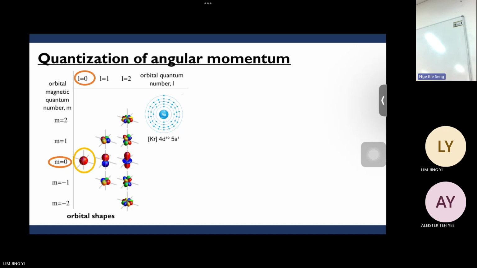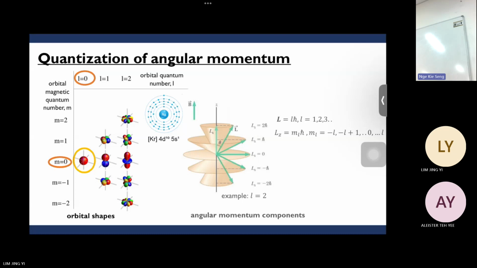And we only need to focus on the ones that are circled in orange or yellow color. For the silver atom, the outermost electron is in the s orbital. The s orbital has a spherically symmetric distribution, such that l, the orbital quantum number, equals 0, and the orbital magnetic quantum number m equals 0. These two quantum numbers are very important in helping us determine the following angular momentum.